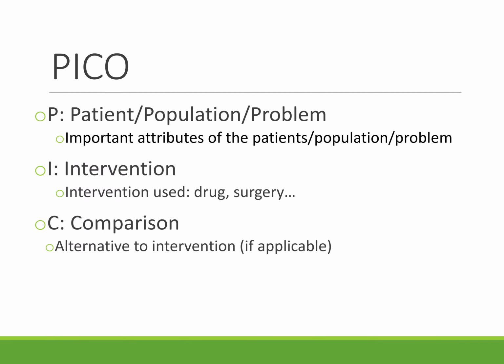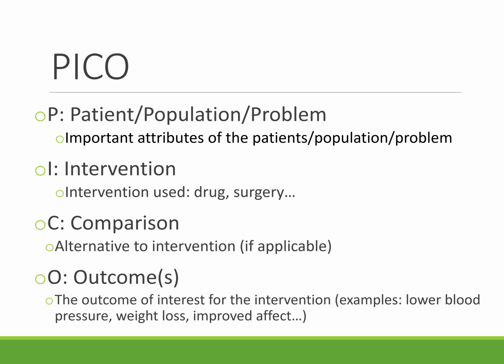C is for comparison. So if there's a potential alternative to the intervention that you're interested in, such as instead of using the drug, using a surgery, this won't always be applicable, but sometimes it will be. And then O is for outcome or outcomes, the outcome of interest for the intervention. So for example, does the surgery or drug result in lower blood pressure, weight loss, improved affect, etc.?